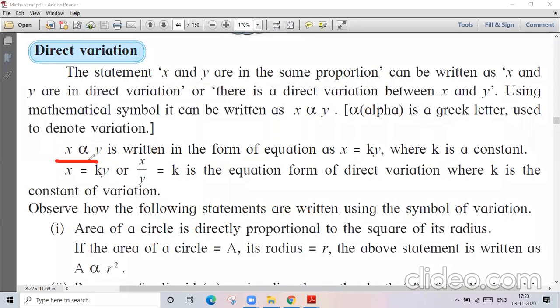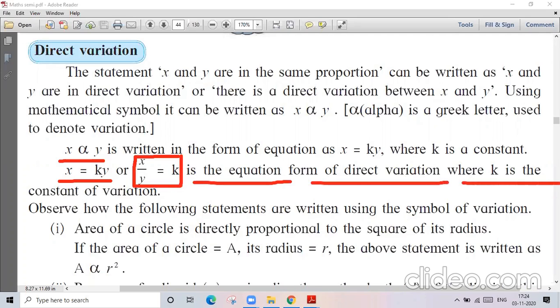Here, if we want to remove the sign, जर हे sign काढायचं असेल, आपल्याला काय घ्यायचं आहे? K घ्यायचं आहे. This K is what? It is a constant. लक्षात घ्या. Therefore, X is directly proportional to Y, X is equal to KY. That means K is X upon Y. And K is the equation form of direct variation, where K is the constant of variation. लक्षात घ्या.